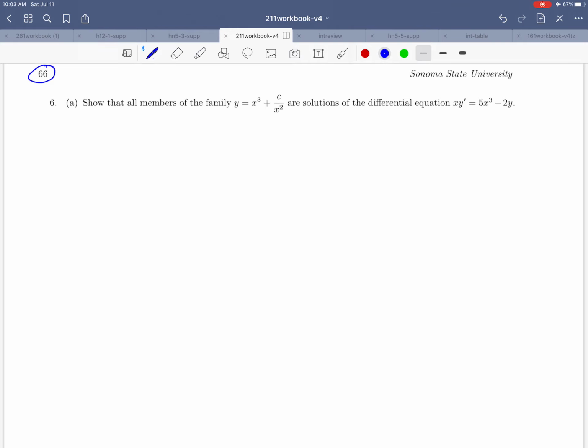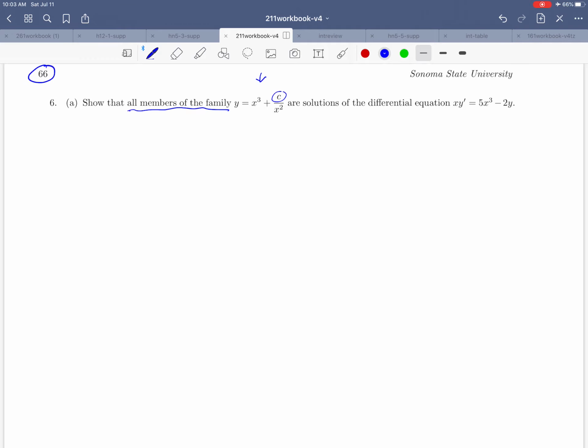Now you might read this and think that's sort of a strange choice of words. What do we mean by all members of the family? Well, the word family is used because this formula is actually representing an infinite family of functions. C can be any value. It's an arbitrary constant, and so family is just a way of describing a bunch of functions at once.